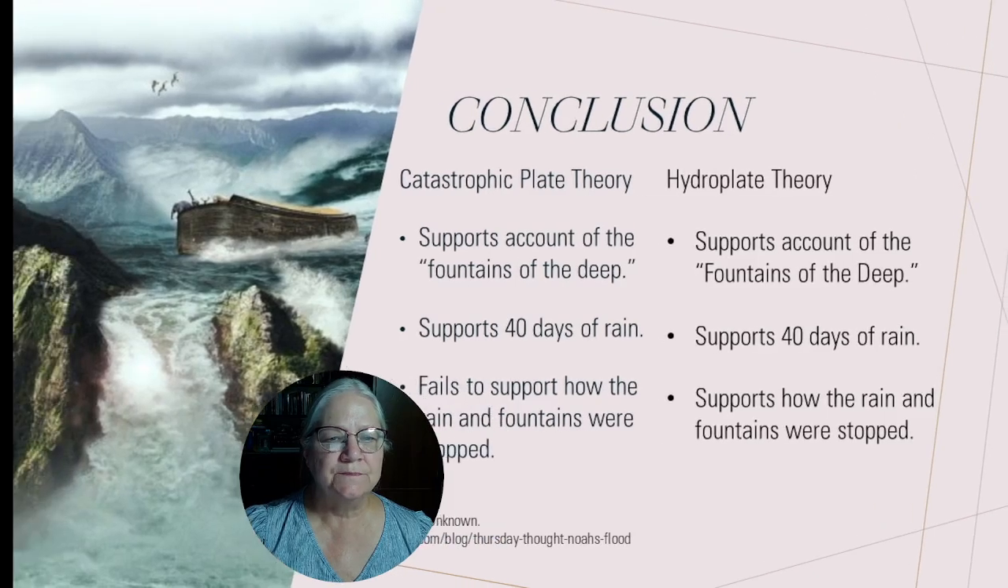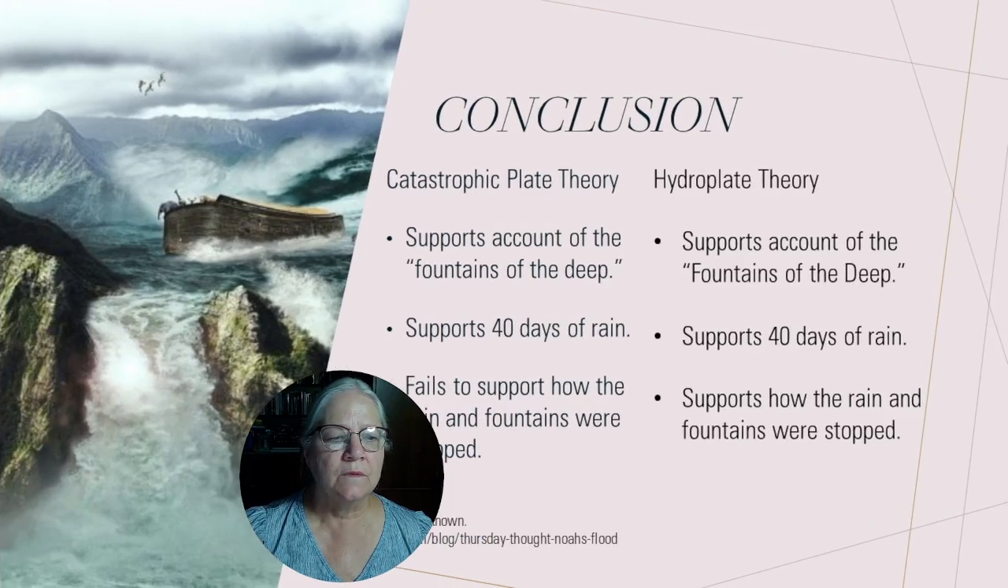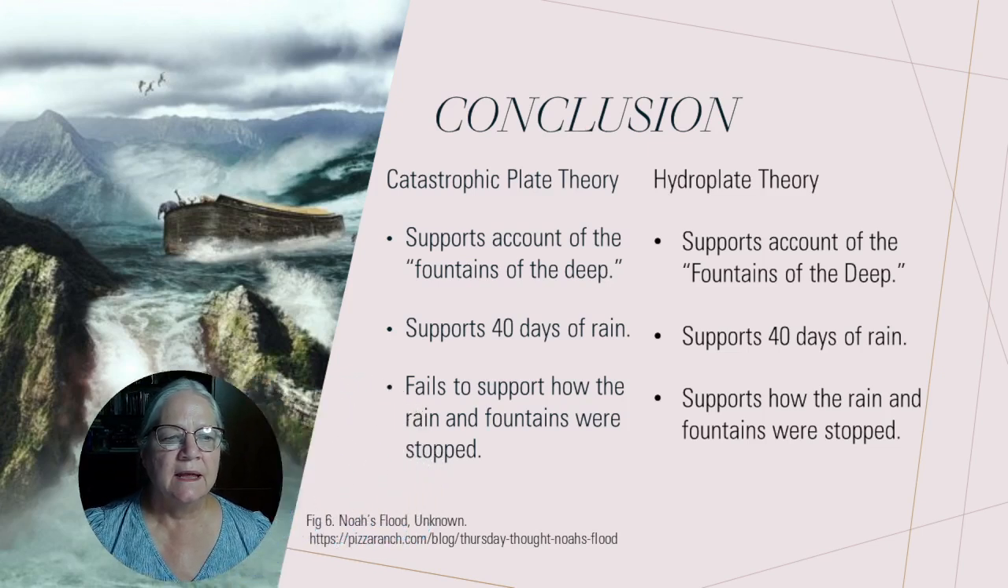So in conclusion, when we look at the two different theories, the catastrophic plate theory supports the account of the fountains of the deep with the geysers, supports the 40 days of rain, again with the geysers, but it fails to support how the rain and the fountains were stopped or how the water continued to rise after the rain stopped.